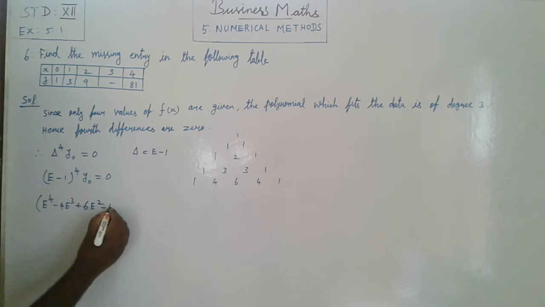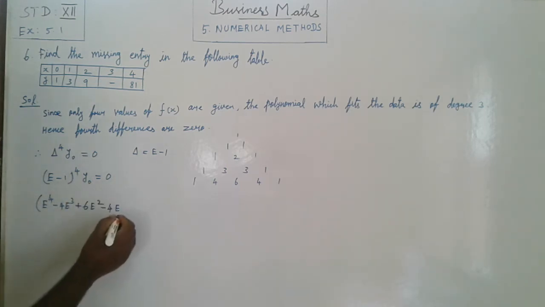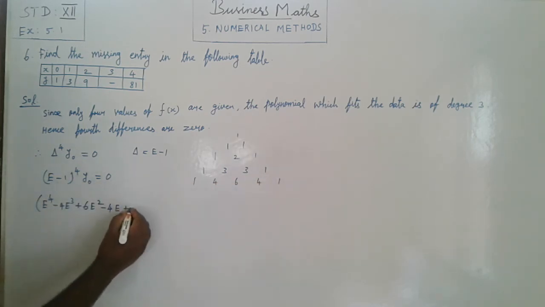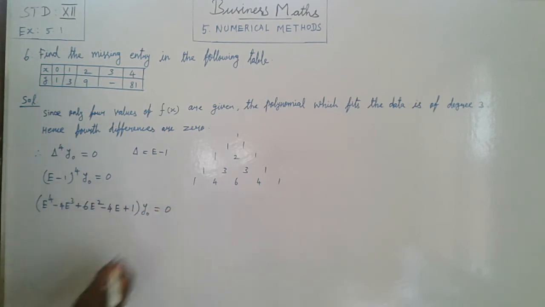Next minus 4. Next, less 1, then what is there? E into 1 cube. 1 cube is what? 1. So 1 into e is what? 1. Next plus 1 power 4. So 1 power 4 is what? 1, into y naught equal to 0.